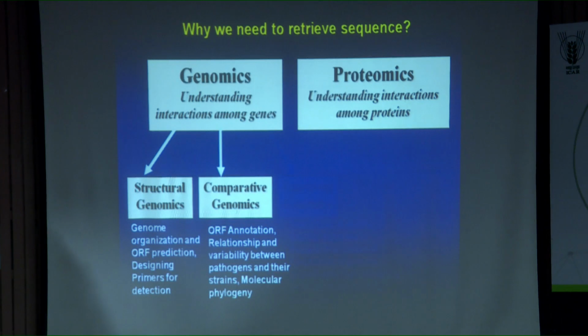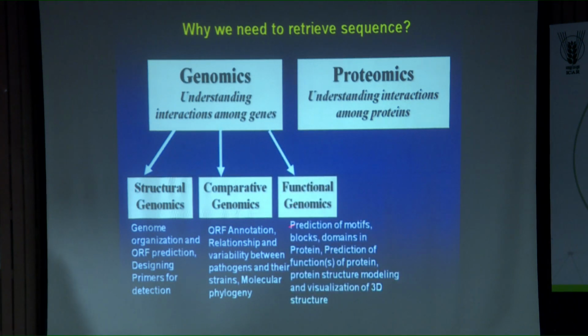And the third one is functional genomics, that means prediction of the motifs, blocks and function of the protein. This comes under functional genomics. So, under genomics there are three components. If you retrieve a sequence, you can analyze the genomics, which is the topic of the training program. So, you can do structural genomics, comparative genomics or functional genomics. Also you can understand the function of the protein, which deals with the interaction of the proteins with other molecules, and drug designing and docking come under proteomics. So, you can do these things if you retrieve a sequence from the database and analyze the retrieved sequence with your sequence of interest.